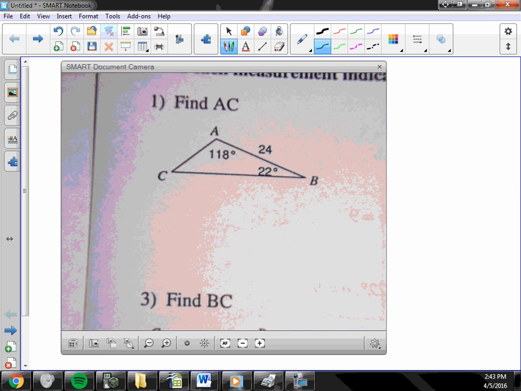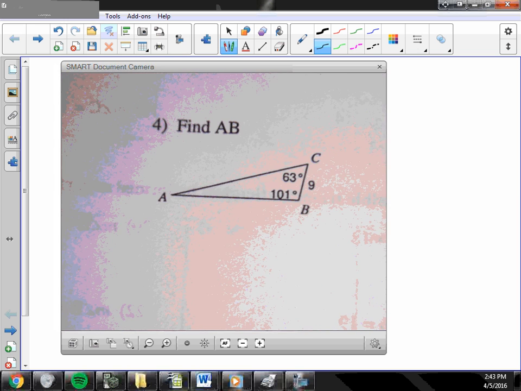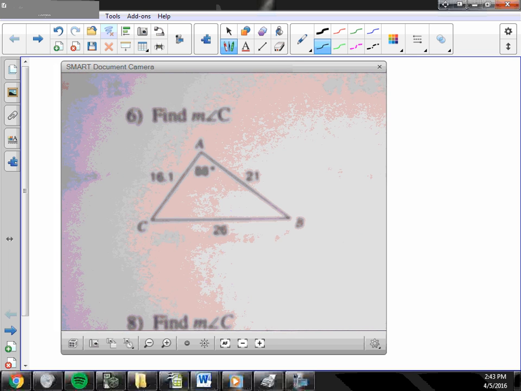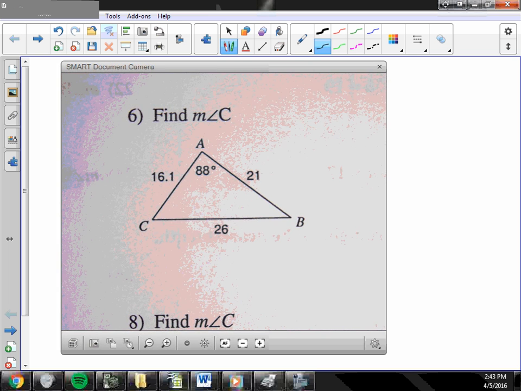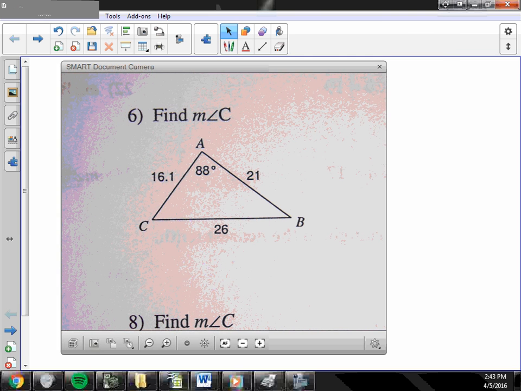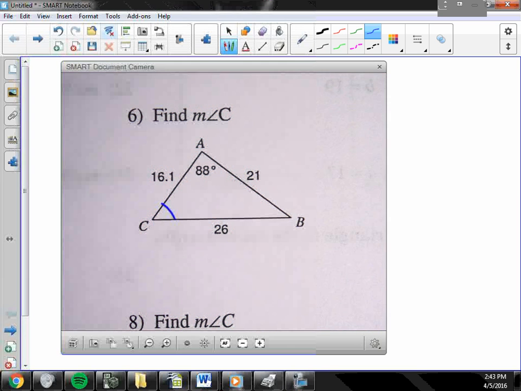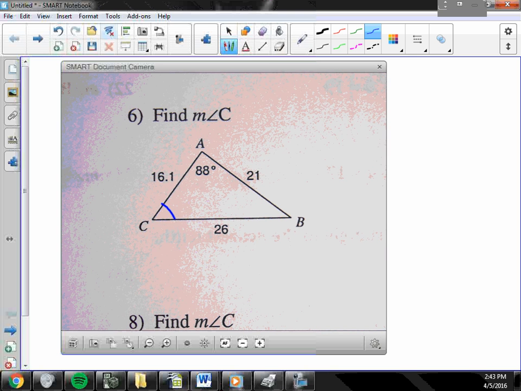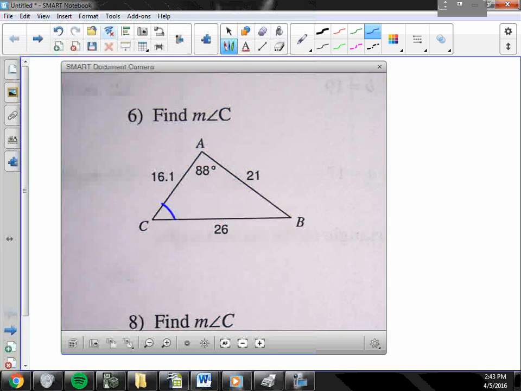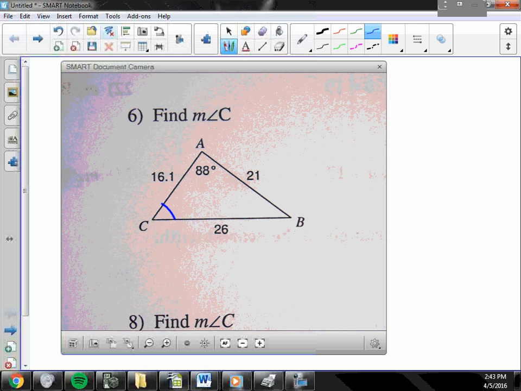Let's do number 6. Number 6 wants us to find the measure of an angle. It wants angle C. First off, what arrangement do I have here? Well, I have side, side, side, angle, which is more than enough, right? So I have side, angle, side. I have angle, side, side. I've got all I need.